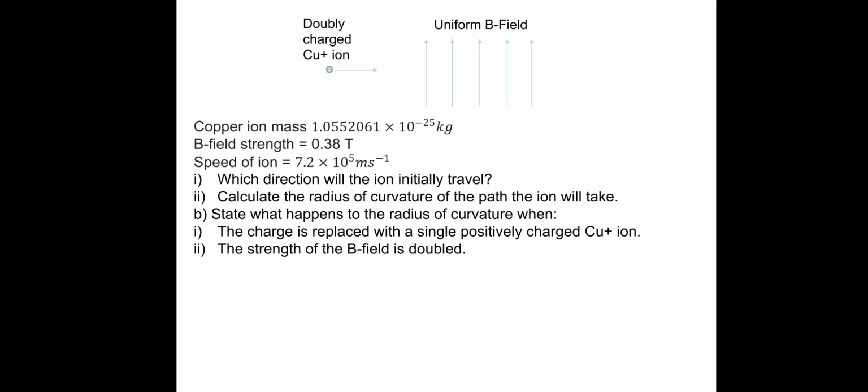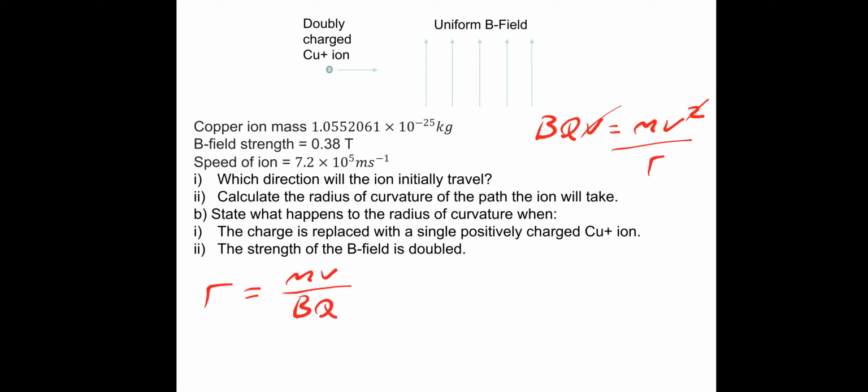So next one, calculate the radius of curvature of the path the ion will take. So we could say BQV equals mv squared over r. Cancel the v's, and then rearrange to find r. So r would be mv over bq. And then we simply need to put our values in. So I'll do that now.